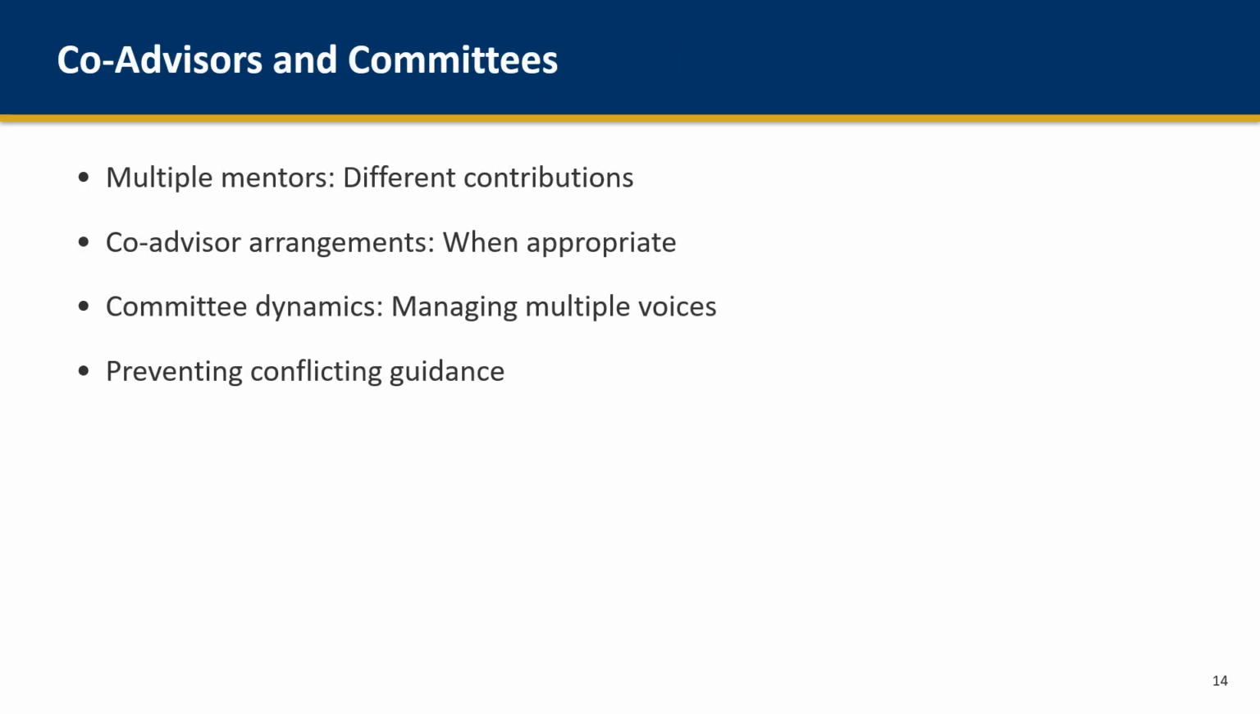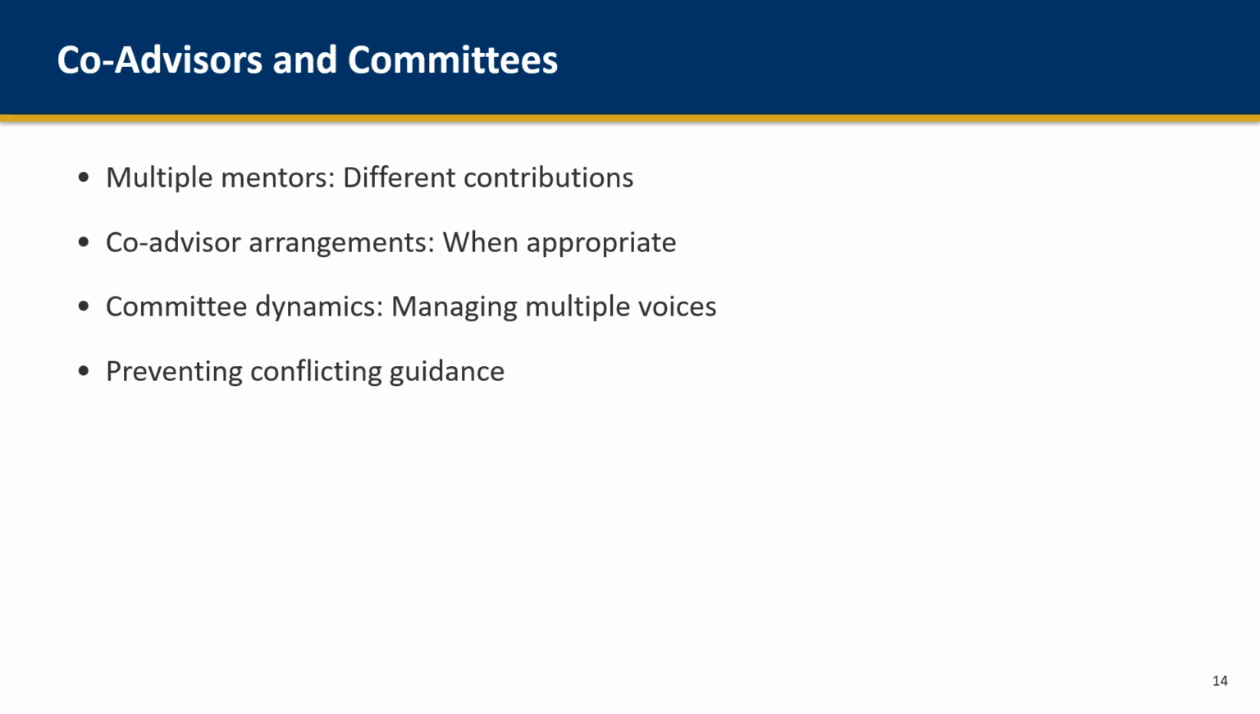Your advisor is your primary mentor, but you will also work with other faculty through committees and potentially through co-advising arrangements. Multiple mentors can provide different contributions. Your advisor may be expert in your primary method, while a committee member provides theoretical expertise. Different faculty offer different networks, perspectives, and opportunities. Assembling complementary mentors strengthens your training.